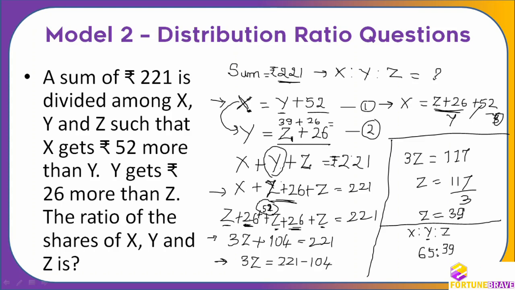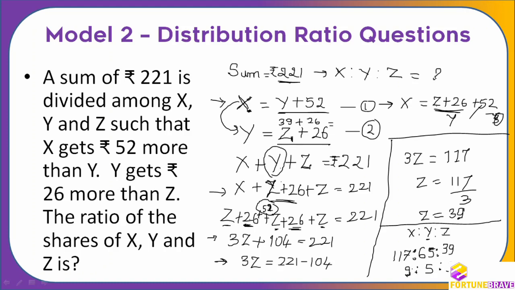Now what do they say? X is equal to what? Y plus 52. So 65 plus 52 we have to do to get x. So this will be how much? 117. So now when I see this, this is again divisible by 13. This is again divisible by 13. So I am going to divide it by 13. 13 3s are 39. 13 5s are 65 and 13 9s are 117.